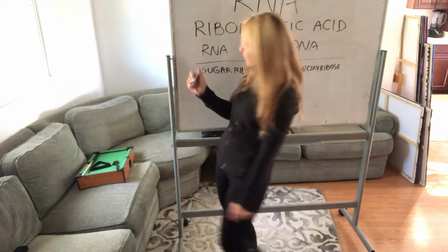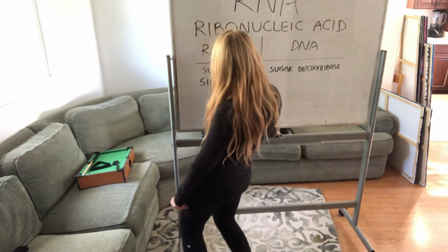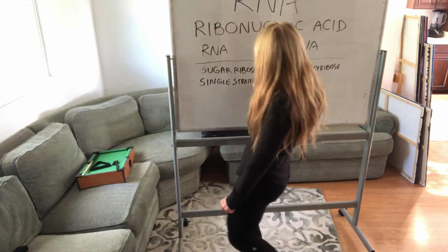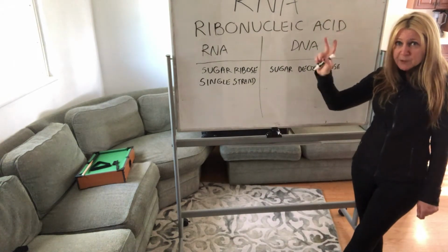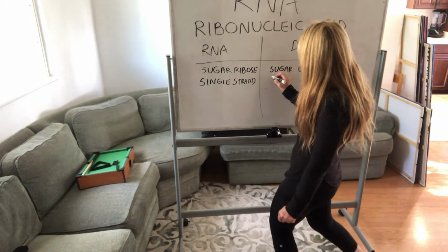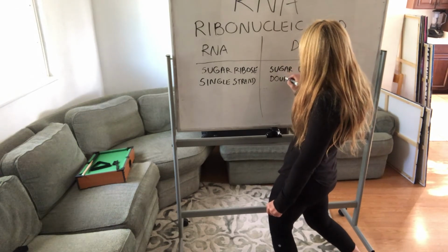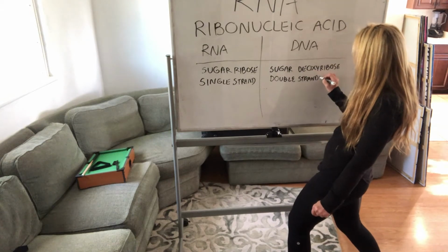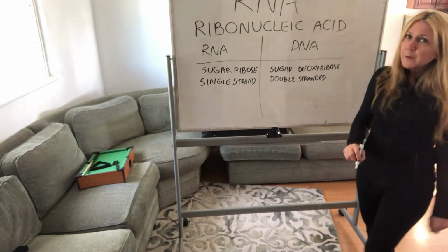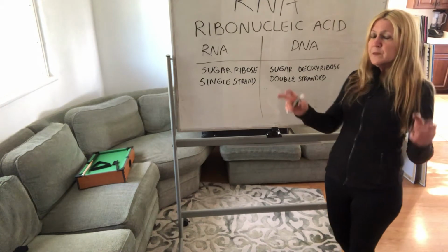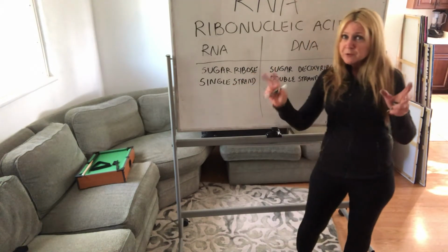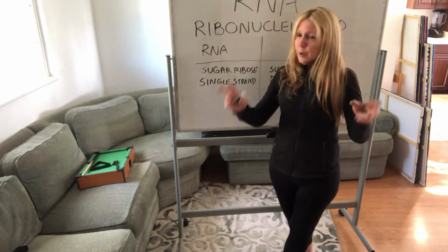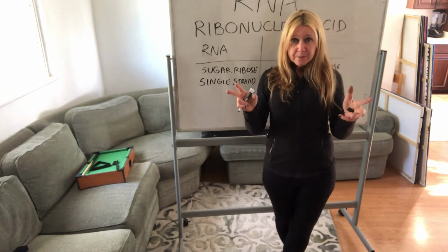Okay, it's only one strand. So it's a single strand. DNA is double strand, two strands. And one other thing, there's other differences, but the three main ones that we're going to talk about. One other difference then is RNA does not have a T, doesn't have a thymine.